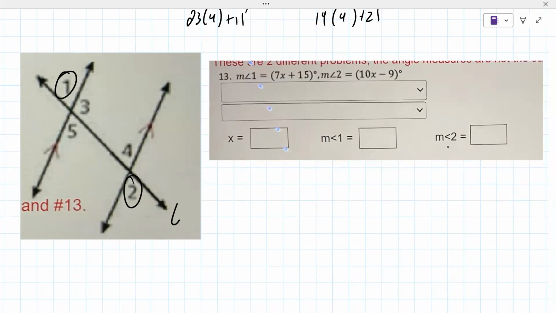Are those on the same side of the transversal or not? No, they're not. So they are alternating. Are they both in the interior or the exterior? Exterior. Yes. So these are alternate exterior angles. Do you remember, are those congruent or do they add up to something? Congruent. Yes, they are congruent. So that means you're going to set them equal.